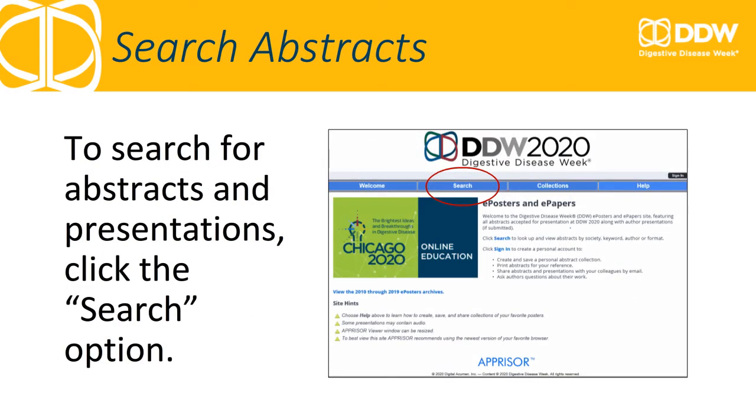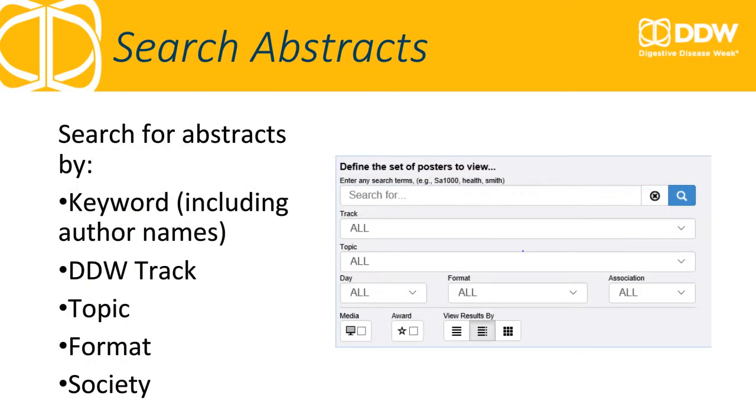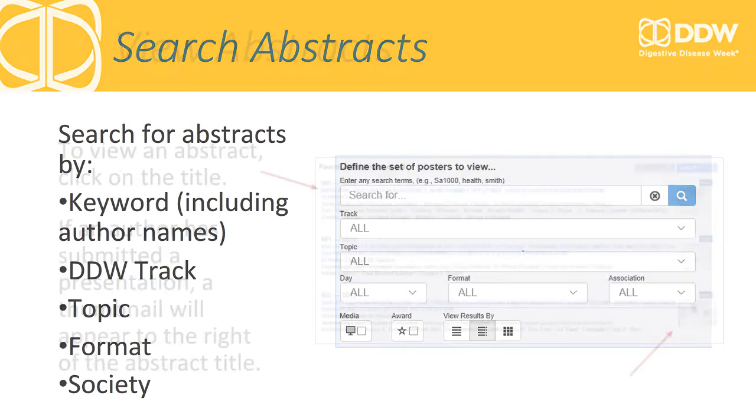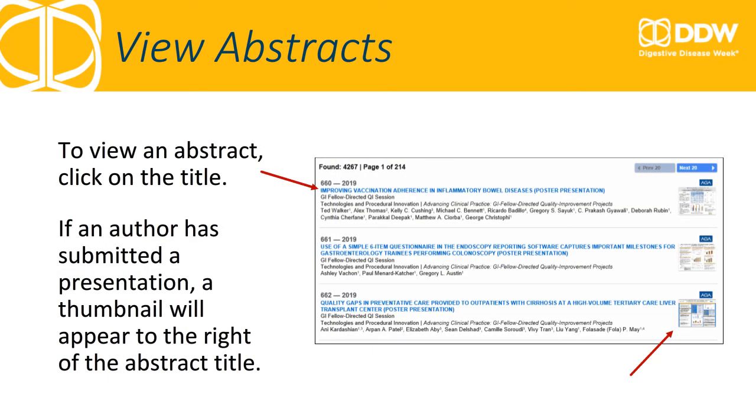To find abstracts of interest at the ePosters and ePapers site, click the Search option from the menu bar. You'll now have the option to search for abstracts by keyword, including author names, DDW track, topic, format, and society. Abstracts meeting your search criteria will now appear. If an author has submitted a presentation, you'll see a thumbnail to the right of the abstract title. To view the abstract, click on the abstract title.